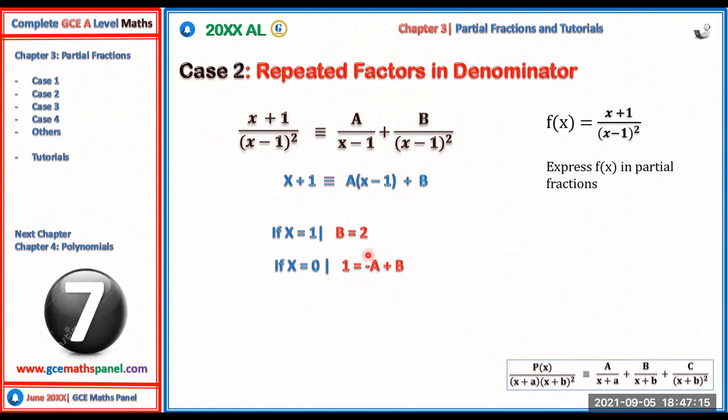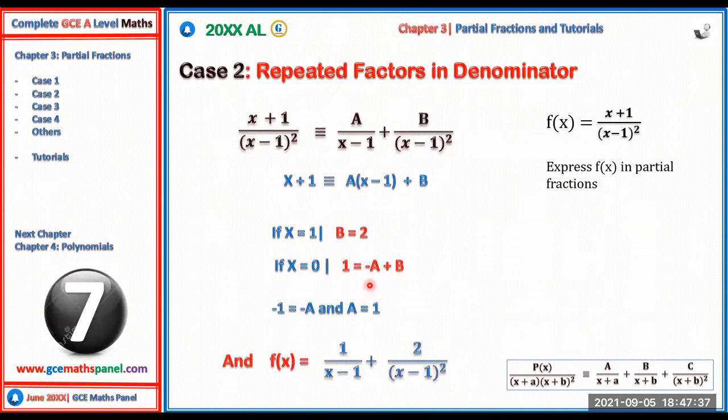So this gives me this equation, but I already know that my b is equal to 2. Since b is already equal to 2, I'll have 1 is equal to minus a plus 2. And when I solve for a there, it will give me a value of 1. So to express this in partial fractions, I'll have a, which is 1 over x minus 1, plus b, which is 2 over x minus 1, all squared. If you look for the LCM and bring this back together, you will have the same equation that has been given.